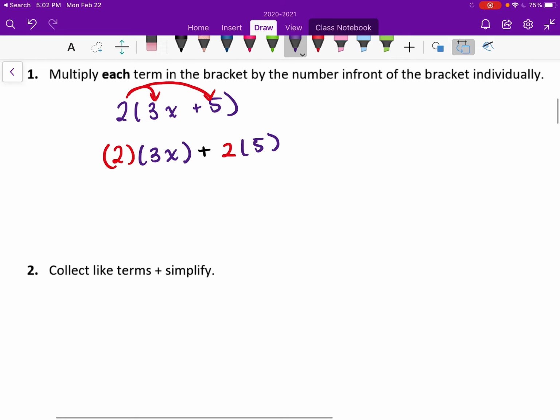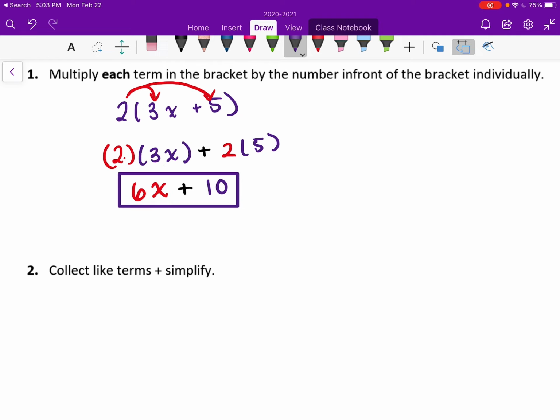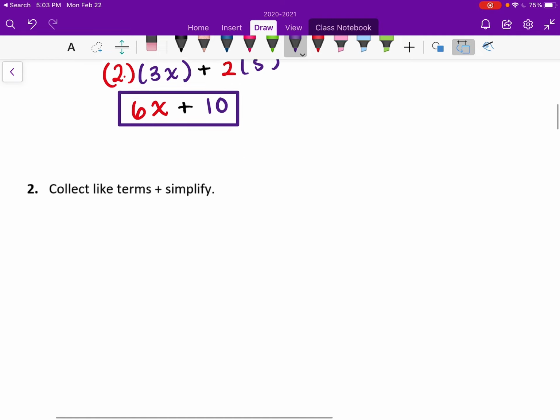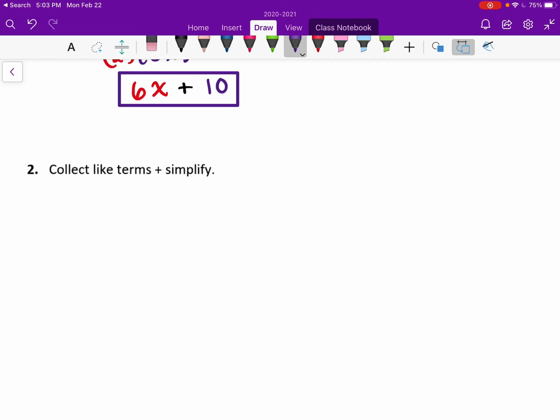So I'm going to say 2 times 3x. If we look at our exponent laws, we know that the coefficients are just 2 and 3. So it's going to become 6. And since there's no x there, we're just going to leave it as 6x. Okay? Plus 2 times 5 is going to be 10. So it's 6x plus 10. That's my answer. Then you just collect like terms and simplify. There's no like terms here, so we're just going to leave it as 6x plus 10.